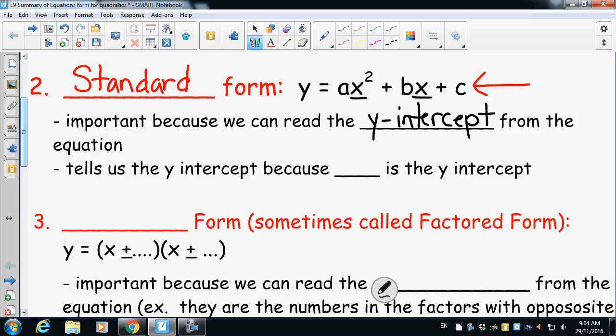The reason we can do that is because the y-intercept is usually calculated by replacing x with 0. So if I put 0 in for x in my first term and 0 in for x in my second term, and I multiply by 0, because that's what's going on in each of those terms, 0 times anything is 0. So the first term is gone, the second term is gone, and all I'm left with is a c. So that standard form tells us the y-intercept because that c number is the y-intercept. If I were to replace the x's with 0 and calculate the answer, I would be left with the c value.